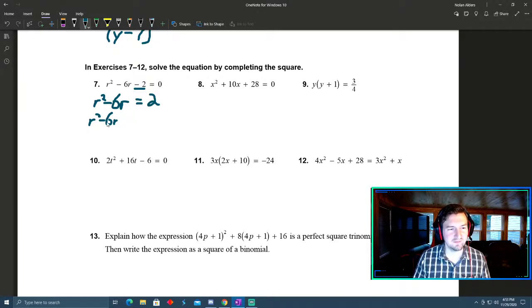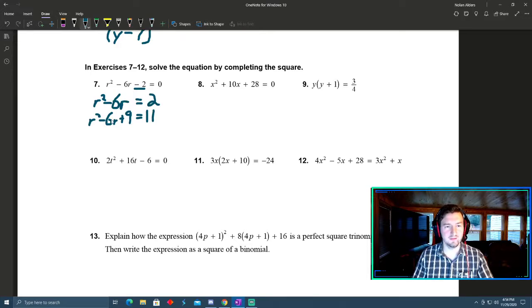So half of 6, 3. 3 squared is 9. So we'll do a plus 9. The only thing is we have to do plus 9 on both sides. Whatever you do to one side, you have to do to the other. So we can have a 2 plus 9 on the other side. 2 plus 9 is an 11, because we already had a 2 over there. So when we added 9 over here, we have to add 9 over here as well.